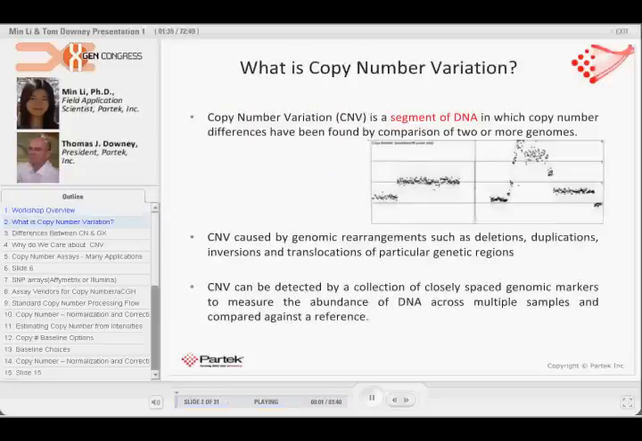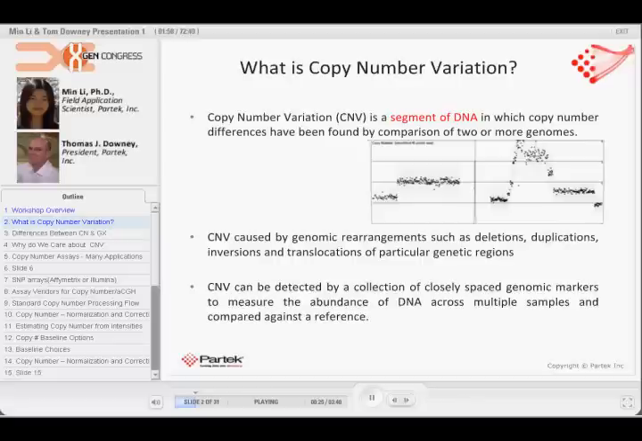Let's start immediately. What is copy number? Copy number variation is a segment of DNA in which a copy number difference has been found by comparison of two or more genomes. So there are several things that you need to pay attention to here. One is the segment of DNA. That means we're looking for a region.